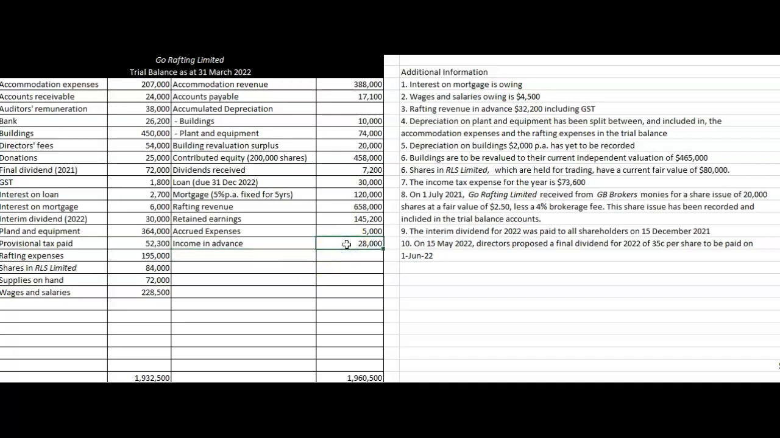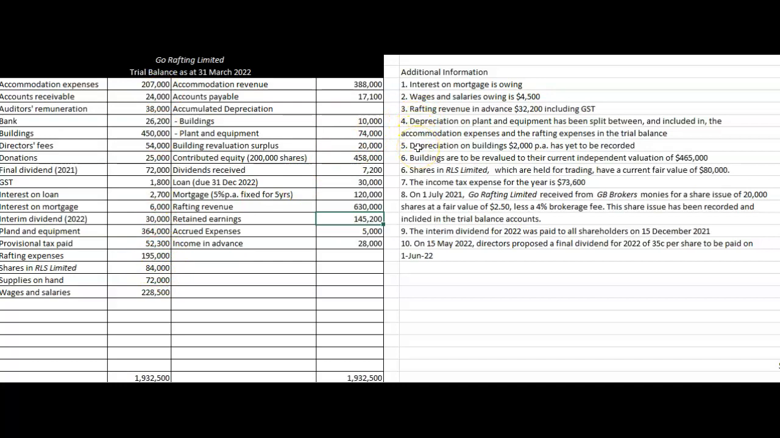We've added it here, and it's for rafting revenue. You're going to take it off the rafting revenue. So cross out your 658,000, and you're going to minus your 28,000. You've got 630,000, still balance, and put a line through number 3. Number 4, we don't actually have to do anything. It's just telling us that the depreciation on plant and equipment is included in here, and accommodation and rafting expenses. So just put a line through number 4.